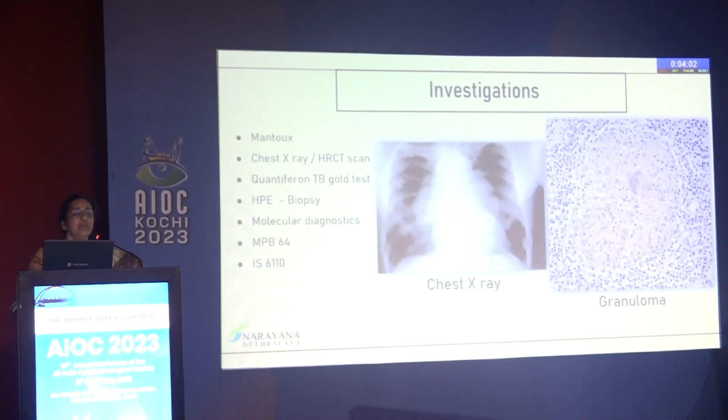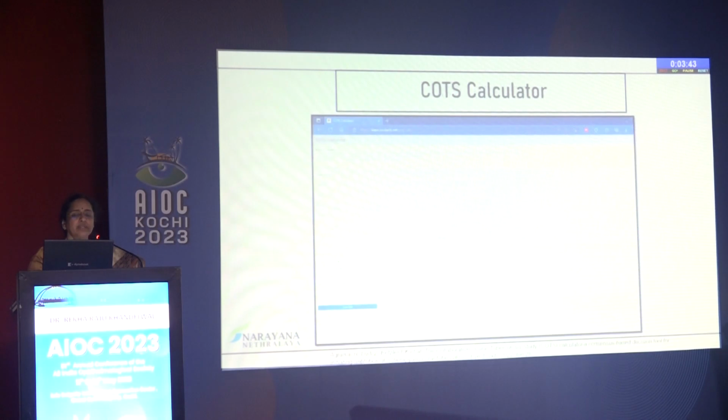periphery. We order Mantoux, chest X-ray or HRCT. HRCT is more sensitive, and QuantiFERON TB Gold test. If we have lymph nodes, we can do the biopsy. From the ocular fluid, we can do a PCR for tuberculosis, that is MPB64 or IS6110. Here, based on that, we can have a confirmed diagnosis or presumptive diagnosis.